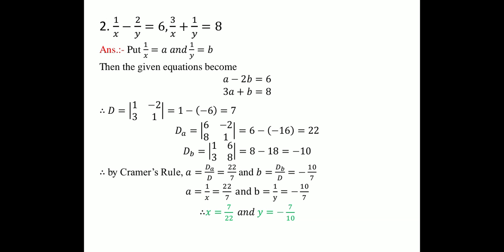But we know that a is equal to 1 upon x, that is a is equal to 1 upon x is equal to 22 by 7. Therefore x is equal to 7 by 22. And b is equal to 1 upon y, that is equal to minus 10 by 7. That implies y is equal to minus 7 by 10. Okay.